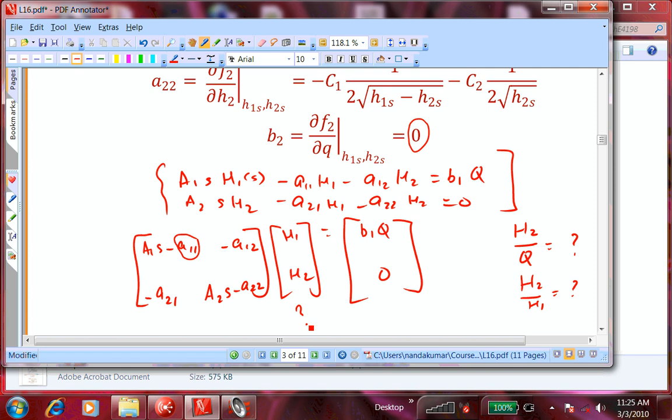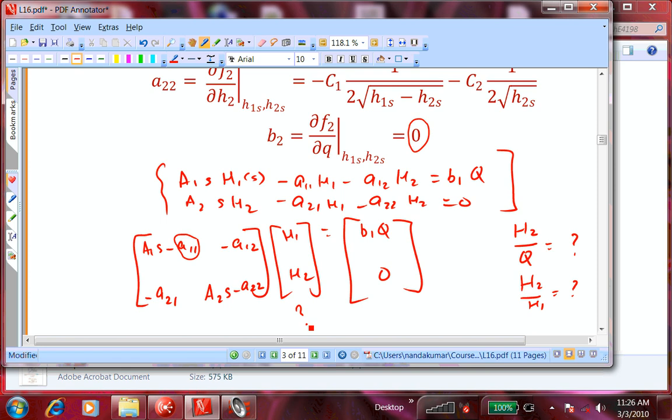B1 times Q. Q is a symbol. S is a symbol here. A11, these are all numbers. A1 is an area, that's a number, but this is a symbolic expression. What I want is a symbolic expression for H1 and H2 in the transfer function variable s, with Q as a forcing function. So if Q is 0, what's going to happen? Nothing happens, no change. Q equals 0 means the deviation from your steady state value of small q, which you said is 1, is 0. If that is 0, what happens to H1 and H2? There is no change in height. That's what we mean by deviation from the steady state.